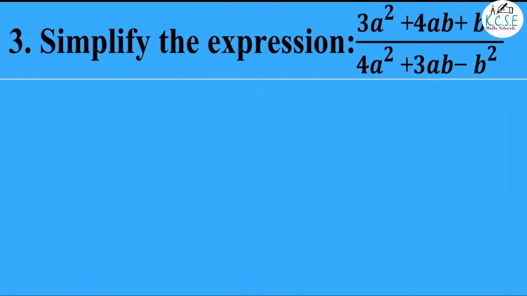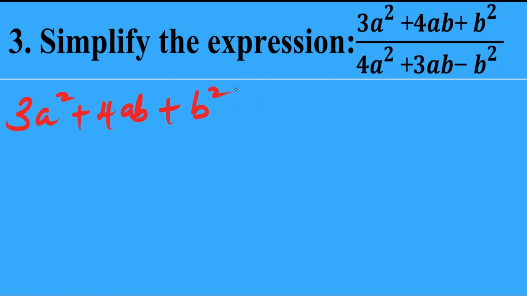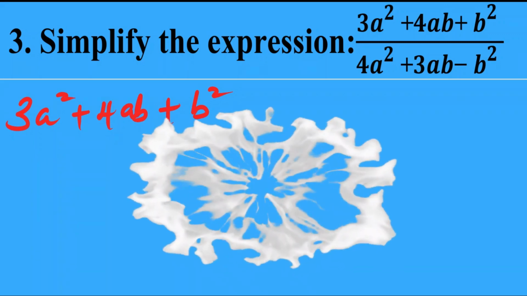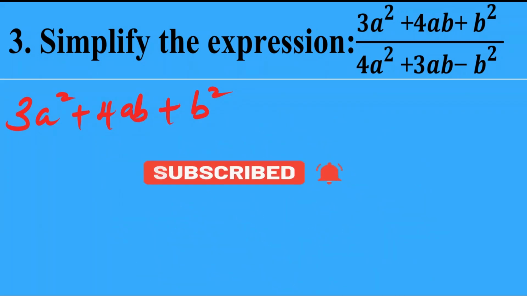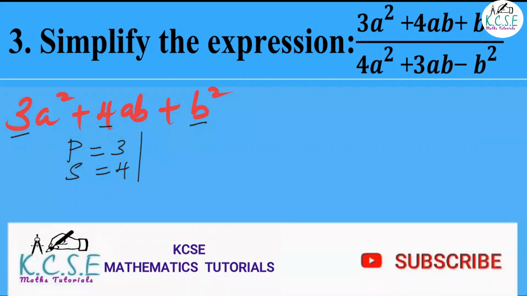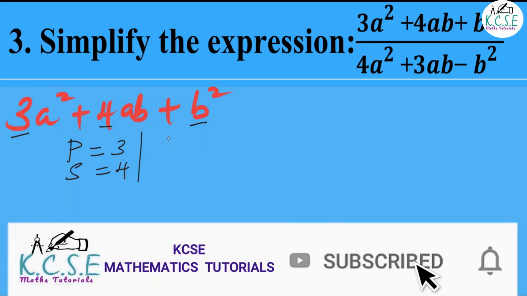Simplify the expression. So let's begin with the numerator: 3a squared plus 4ab plus b squared. We shall start by factorizing this expression. In factorizing, look for two numbers whose product is 3 and sum is 4. And these numbers are, of course, 3 and 1.